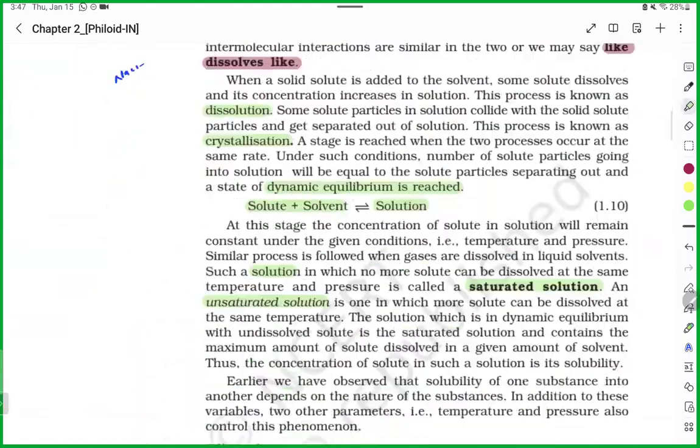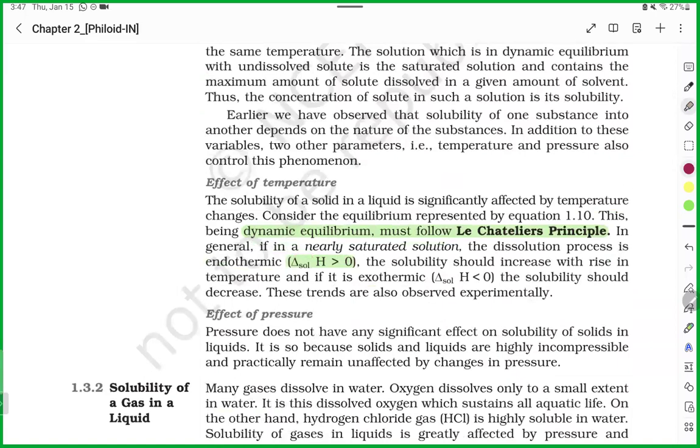Le Chatelier principle. If your delta H is positive, it means the reaction is endothermic. Then if you increase the temperature, solubility increases, like in the forward direction, solubility increases. Exothermic is the opposite.